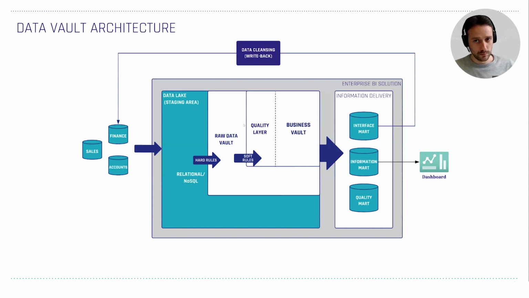So if you want to build a new entity in the business vault, you are free to choose from the raw data vault to use the dirty data. Basically, you can choose the entities in the quality layer, or any other business vault entity. That's basically how we organize those data cleansing rules. And the next part would be the write back to the source.